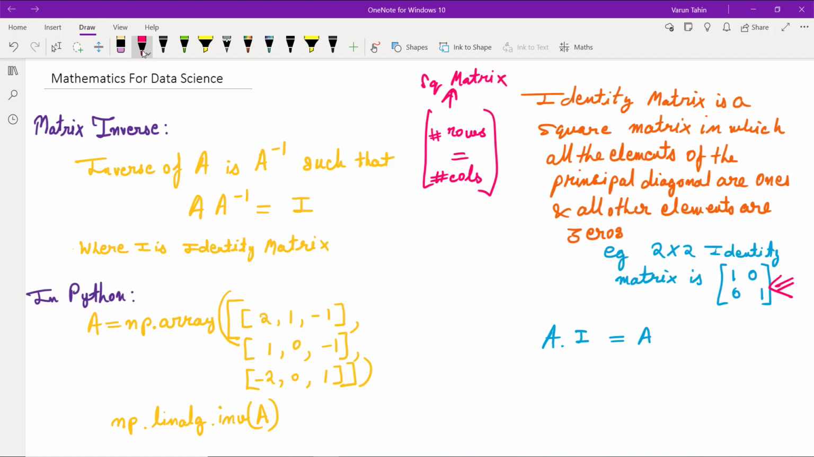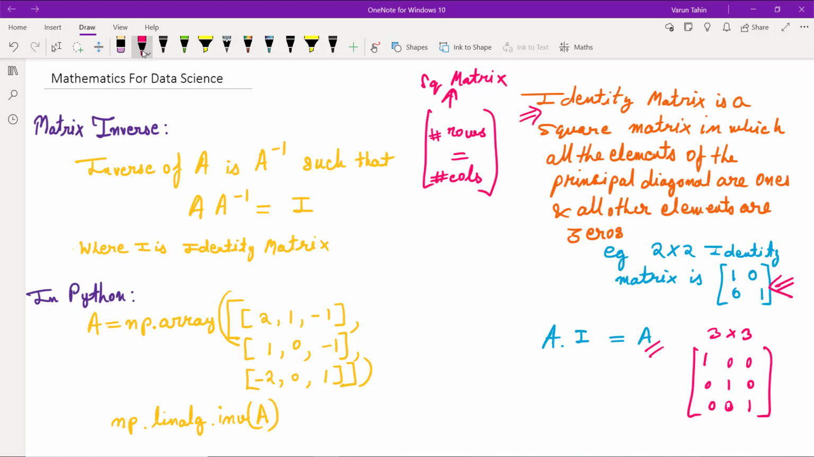So this represents a 2 into 2 identity matrix. If it was a 3 into 3, let me show you how it will look. It will look something like this. And it has a property wherein if you multiply any matrix by this identity matrix, you will get the same matrix again. So this is about the identity matrix.